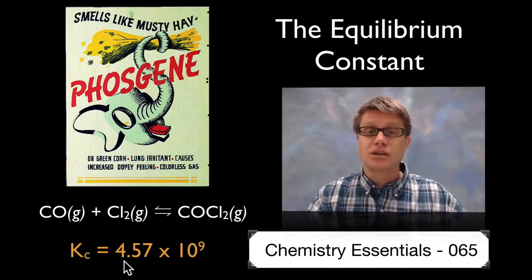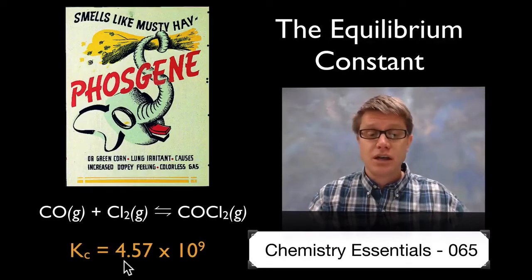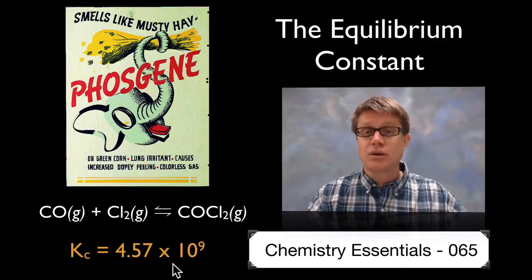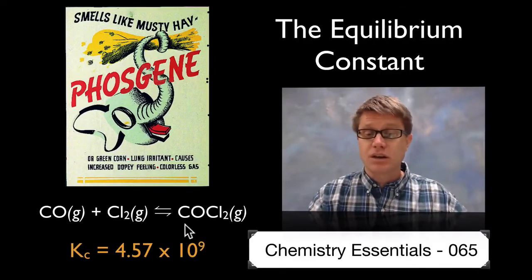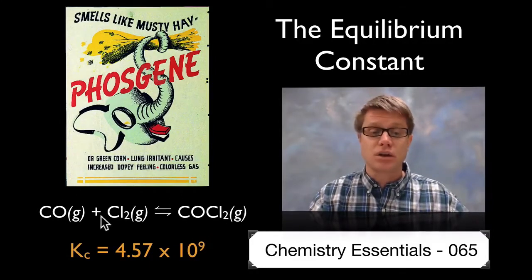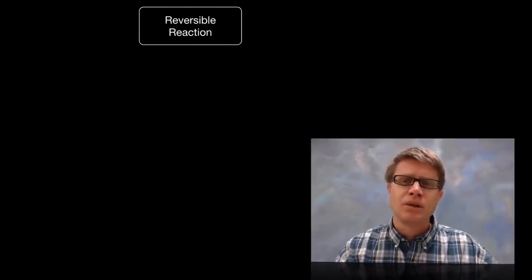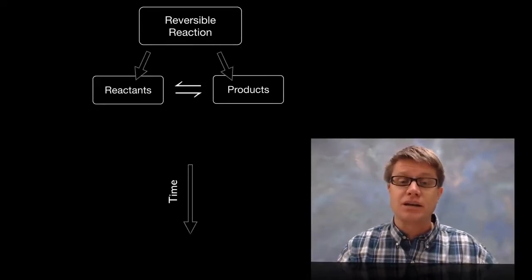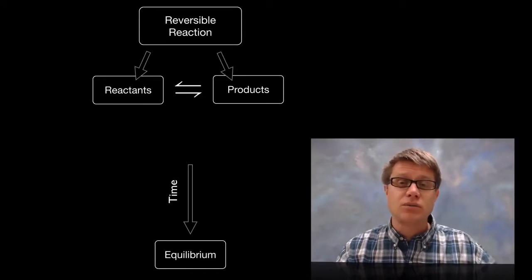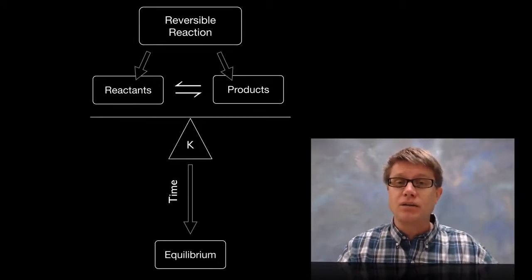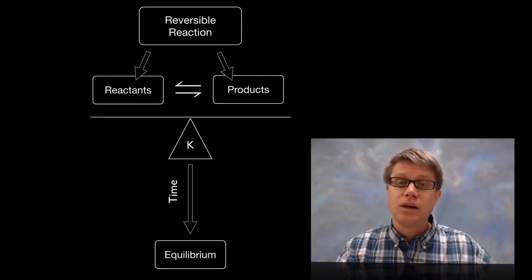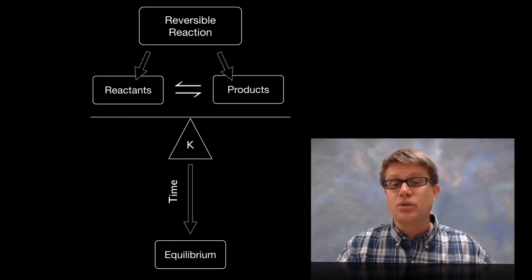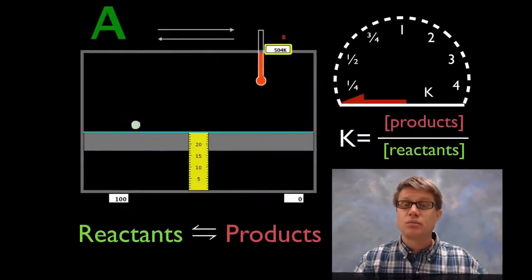In this chemical reaction at standard temperature and pressure, we're going to have a really large K. What does that mean? This reaction is going to move towards the right. That means that we're going to have way more phosgene than we're going to have any of these reactants. And so in a reversible reaction, reactants are converted into products and back again, and over time it eventually reaches an equilibrium. Now what is K? K is simply a way to measure when we reach equilibrium, do we have way more reactants or do we have way more products that are being produced?